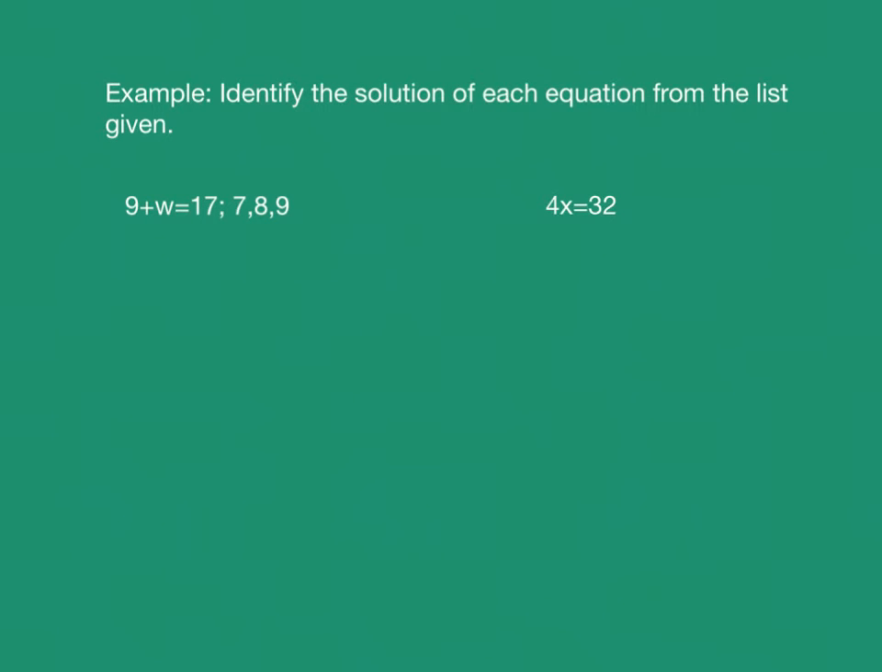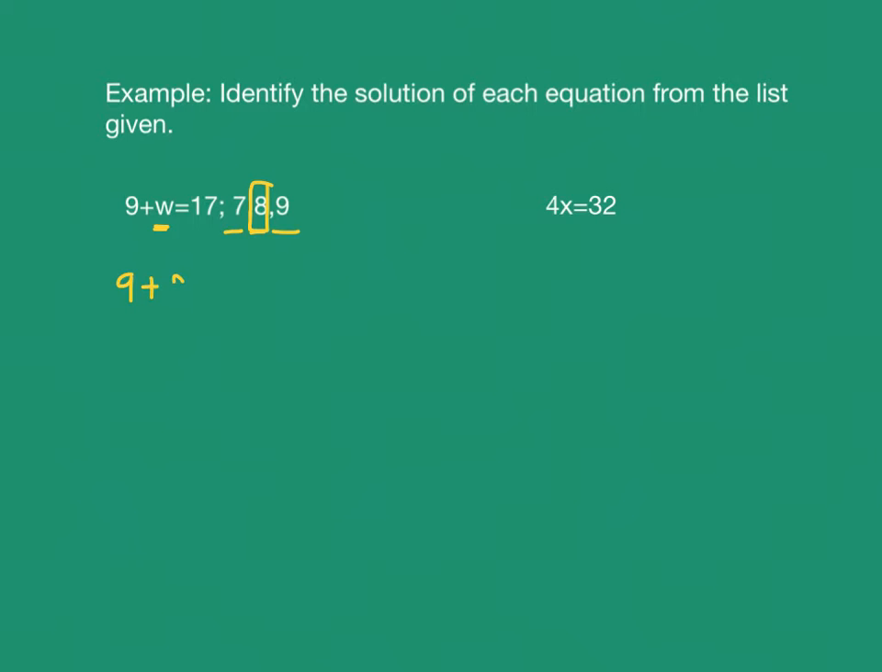So for example, when we identify the solution of each equation from the list given, 9 plus w equals 17. Now looking at that problem mentally, I'm trying to think of what this number would equate to. They've given us the options of 7, 8, and 9. Well, I know that 17 minus 9 is 8. But I also know that when I add 8 to 9 it will equal 17. So I'm going to use 8 from the list given.